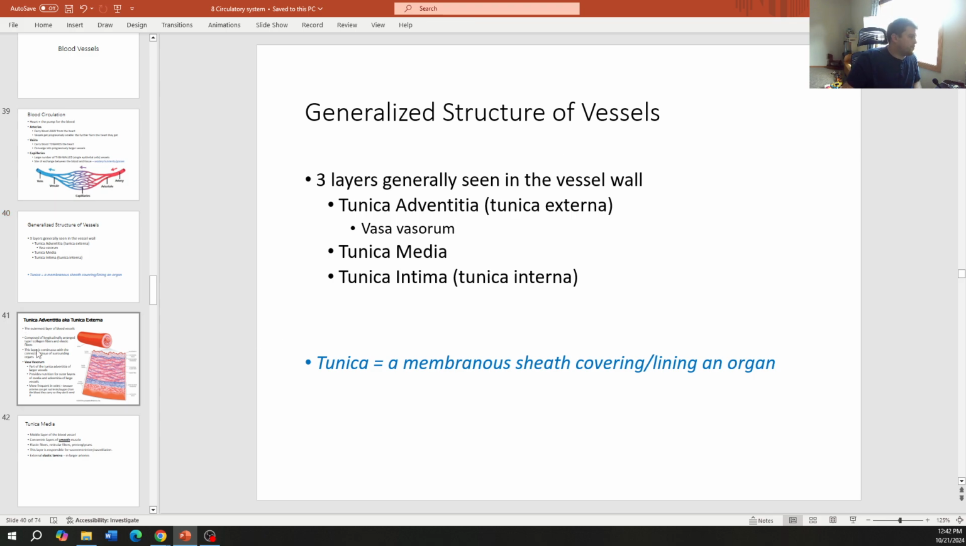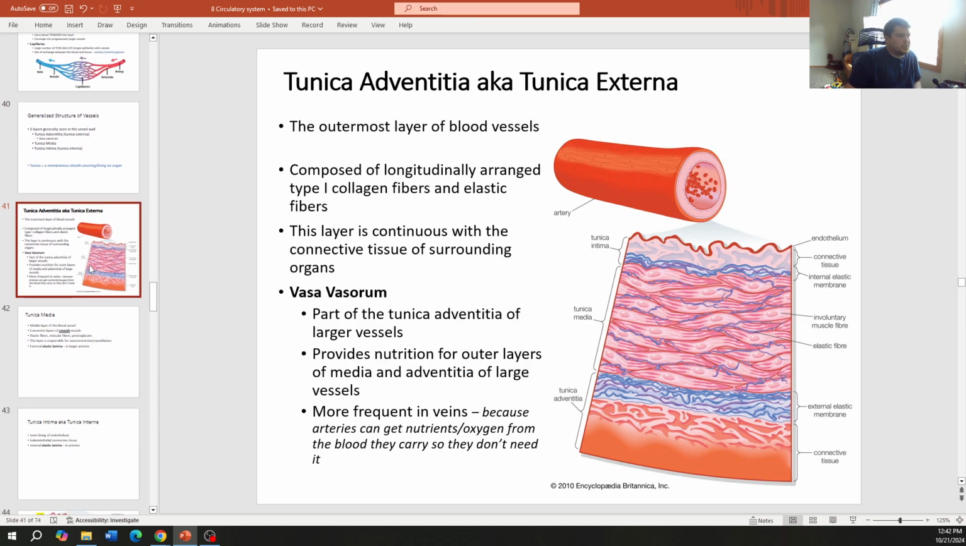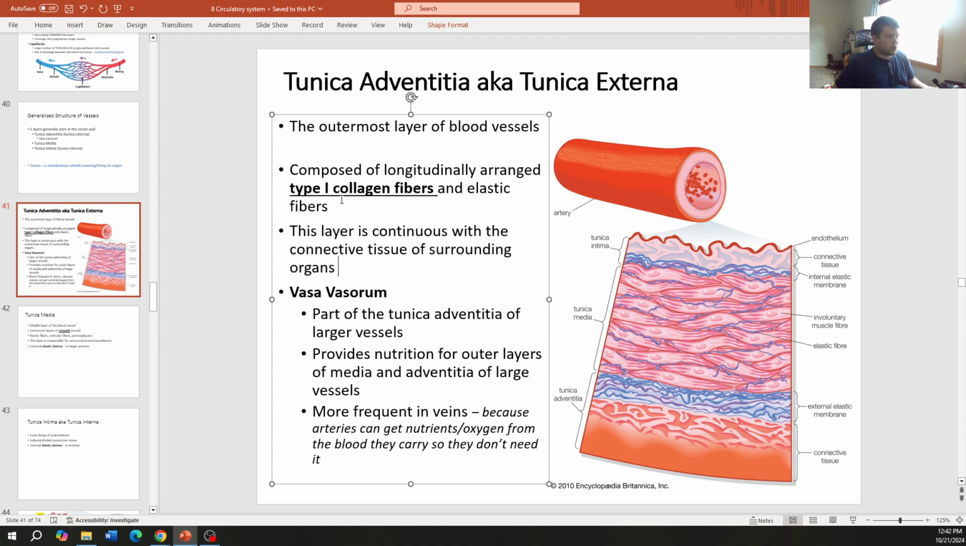Okay. So the tunica adventitia is the outermost layer. It's made up of type 1 collagen fibers as well as elastic fibers. It is continuous with the connective tissue of the surrounding organs, so it helps layer everything, keep everything in place. And part of it, some of our larger vessels, especially the veins, have a part of it called the vasovasorum.